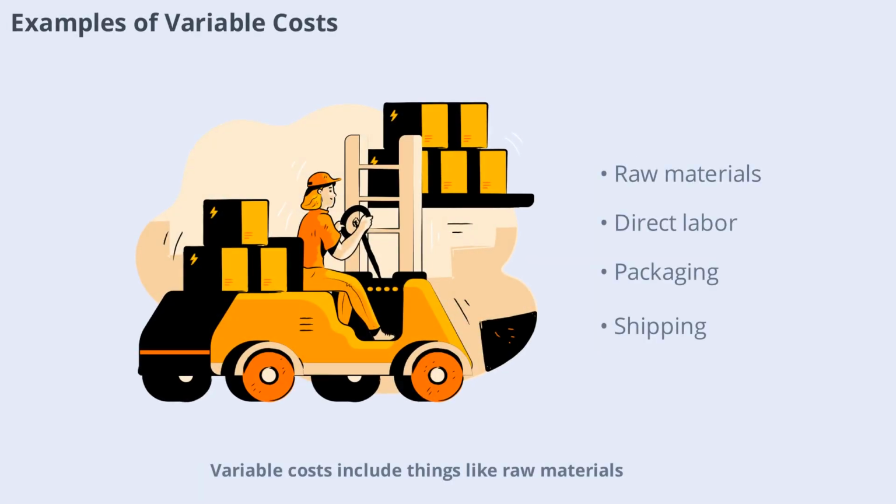Variable costs include things like raw materials, direct labor paid by the hour or by piece, packaging, and shipping costs. For example, if you run a bakery, the more cakes you bake, the more flour, sugar, and boxes you'll need. These costs rise and fall with your production volume, making them less predictable but crucial for managing day-to-day operations.